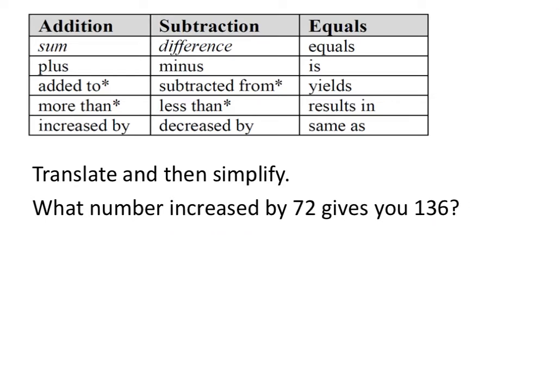So translate and simplify this one as well. What number increased by 72 gives you 136? So the first thing I would be looking at here is what operation are we dealing with? Well, it's increased. Okay, increased indicates addition. Just the word increase should indicate addition, whether you include the word by with it or not. So we're increasing what number to what other number, or what 2 numbers are we dealing with?